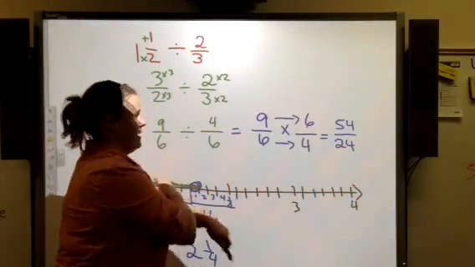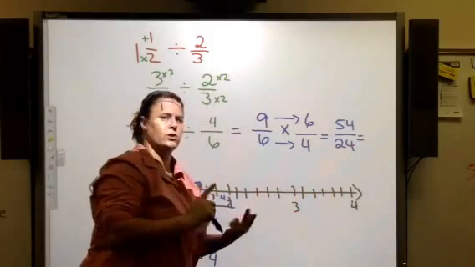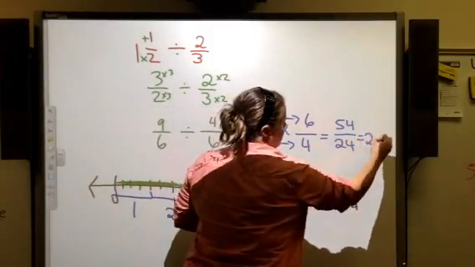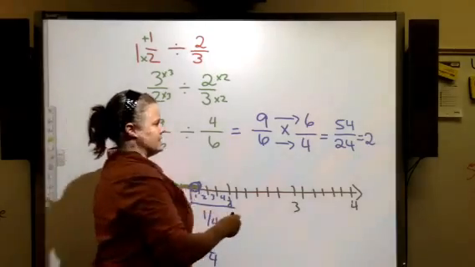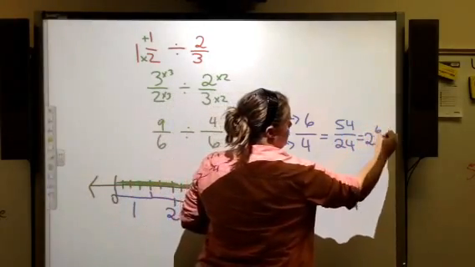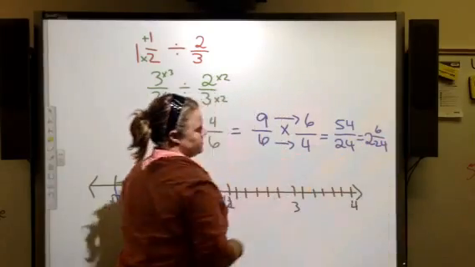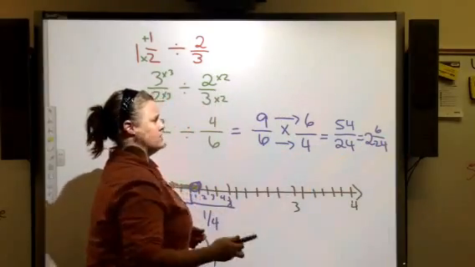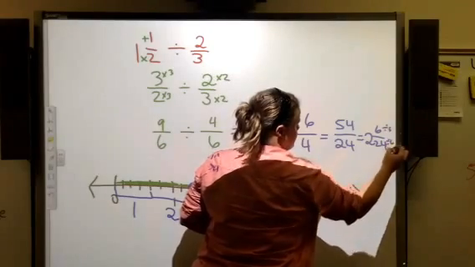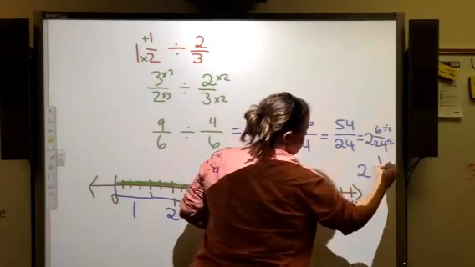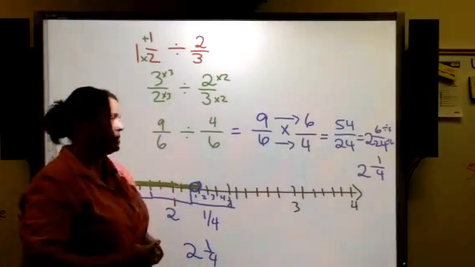And then I have to simplify that. I know that 24 goes into 54 twice. And 2 times 24 is 48. So I have 6 left over out of the 24 pieces. And 2 and 6/24 reduces down when we divide by 6. Simplify. And that equals 2 1/4, the same as my modeling picture.